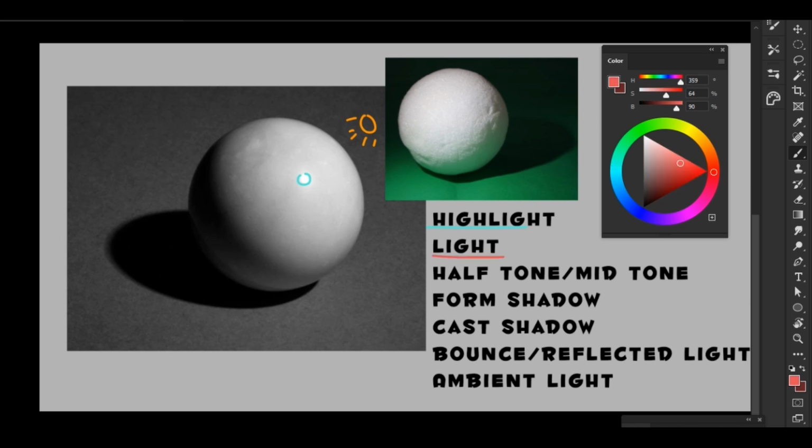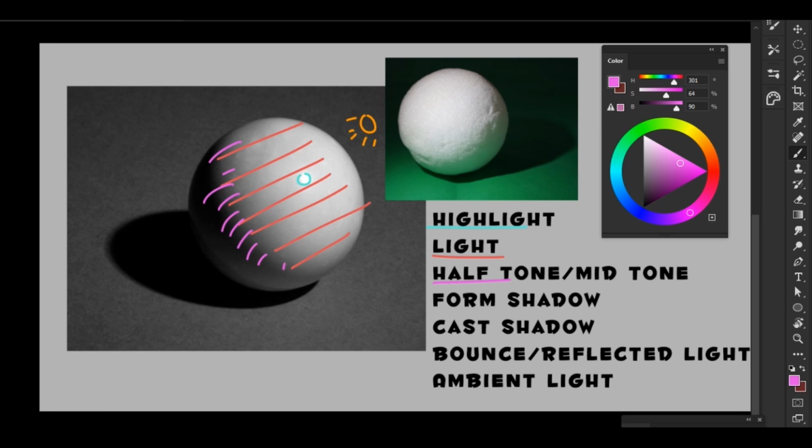Next is light. This is the part of the sphere that's still getting a good amount of light, but it's not as intense as highlight. It's what helps the sphere look round and three-dimensional. All this part over here is filled with light. And next we've got halftone or midtone. Think of this as the in-between zone where the light is starting to fade out. It's like a nice middle ground that makes the sphere look smoother.